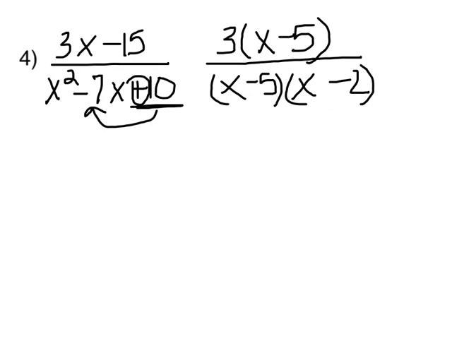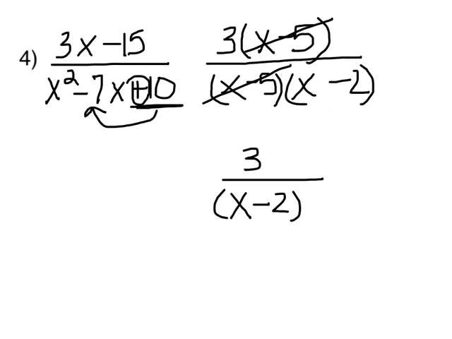Now we must simplify our expression. If we have an x minus 5 on the top and an x minus 5 on the bottom, we can reduce our fraction by crossing off both of our x minus 5. X minus 5 divided by x minus 5 will give us 1. So our expression simplified will be 3 over x minus 2. Remember that we still have to state our excluded values.